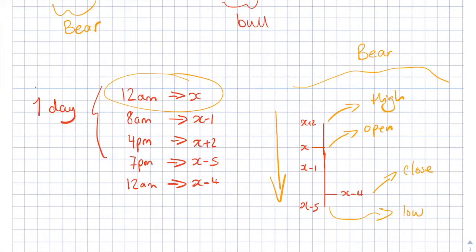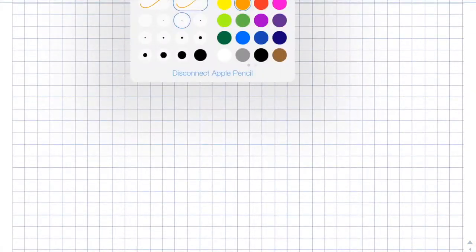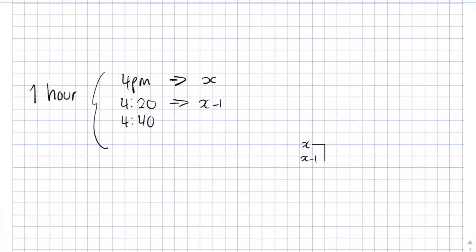And now let me show you an example of an hourly period. So let's say the hour starts at 4 p.m. and it's at X, okay? At 4:20, the currency drops down to X minus 1. And then at 4:40, it shoots all the way up to X plus 5. And then at 5 p.m., or before the hour ends, it drops down to X plus 5.